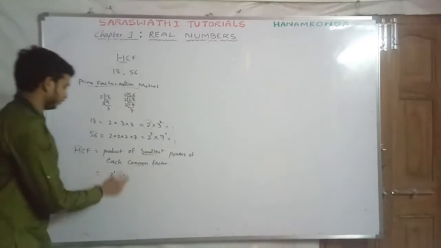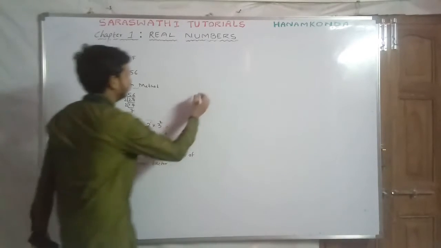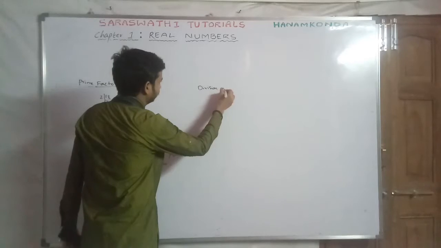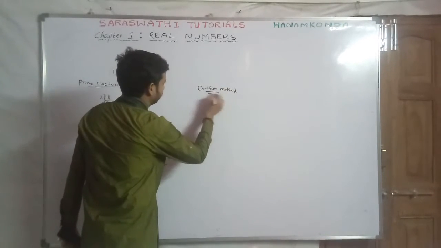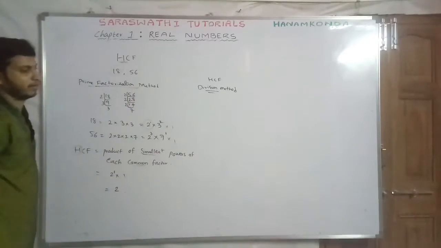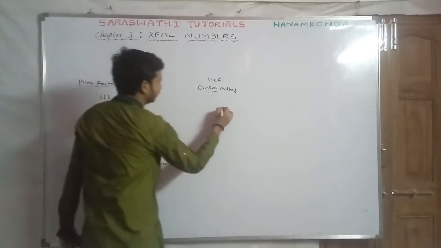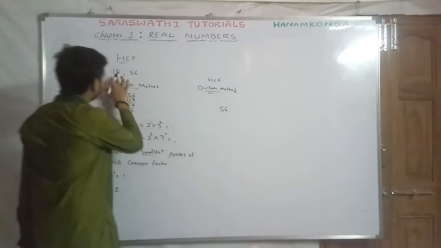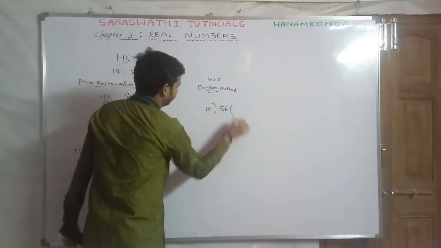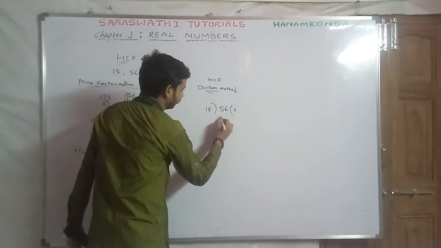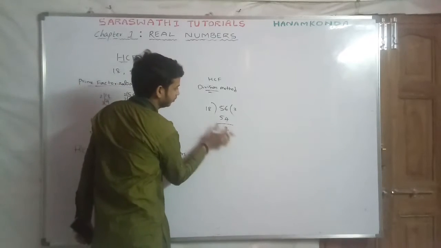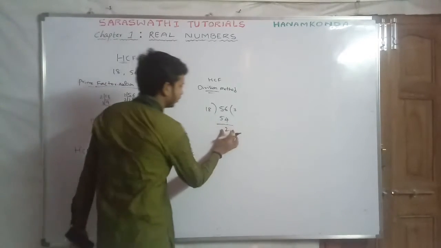Now let us find the HCF by the division method, for the same numbers 56 and 18. 56 is the greater number and 18 is the smaller number. Take the greater number as the dividend and the smaller number as the divisor. 18 times 3 is 54, so the remainder is 2. If we obtain remainder 0, then the divisor is the HCF. Here the remainder is not 0.